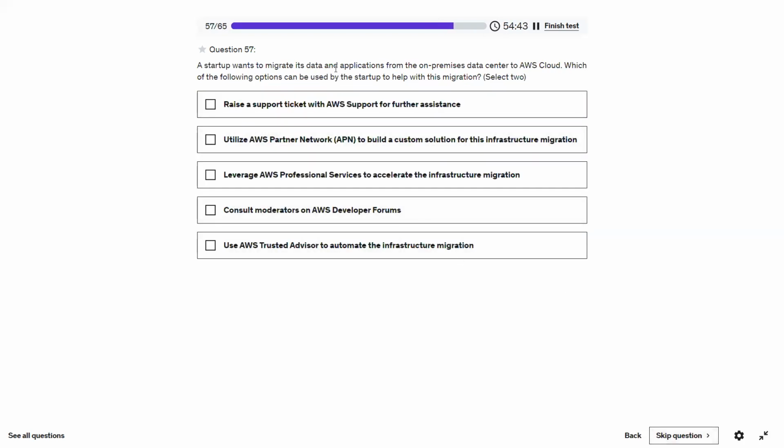A startup wants to migrate its data and application from an on-premise data center to the AWS cloud. Which of the following options can be used by the startup to help with the migration? They want to migrate their data, so which option can they use for help? Can they raise a support ticket? No. Can they use the APN, the AWS Partner Network? There are different partners, like consulting services and infrastructure. So they can use professional services as well. Consult moderators? No, definitely not. AWS Trusted Advisor is one of the services, but nothing related to that.